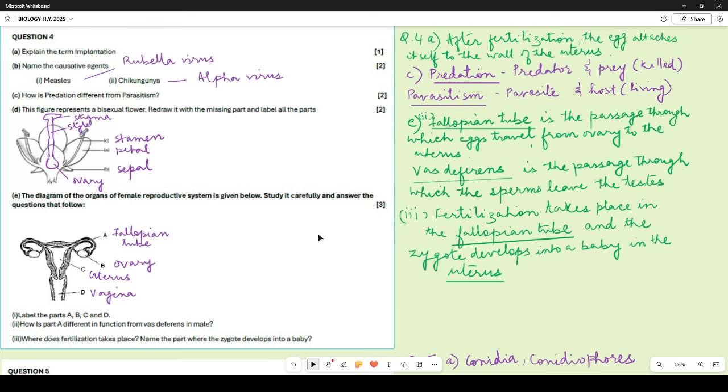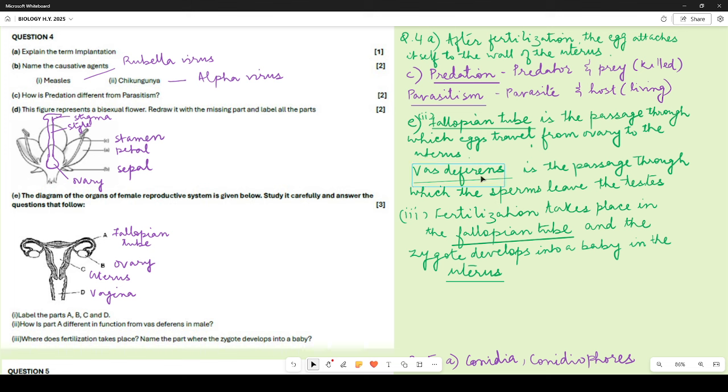The diagram of the organs of the female reproductive system. This is fallopian tube, or oviduct is also correct. Ovary, uterus and vagina. How is part A different in function from vas deferens in males? Fallopian tube is the passage through which egg travels from the ovary to the uterus. Vas deferens is the passage through which the sperms leave the testis. So that is the difference.